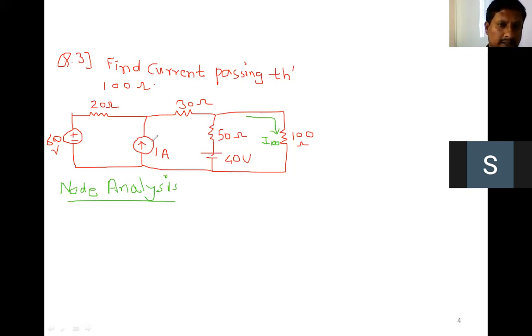Now, here first step is what? Identify the number of principal nodes. Okay, how many are there? Except ground. This is ground, because all points are connected at the same point. These all are the same. Everything there is 0 volt. Ground means what? 0 volt. Now, how many principal nodes are there?